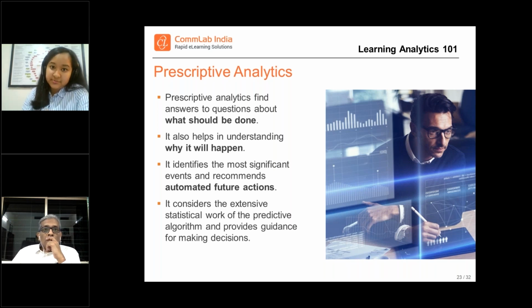When it comes to predictive, although you knew what's going to happen in the future, or most likely going to happen in the future, it was up to us to take the action. But when it comes to prescriptive analytics, the system does it all for you. So it gathers the data for you, it analyzes the data for you, it also gives you automated future action. So this is how smart prescriptive analytics is.